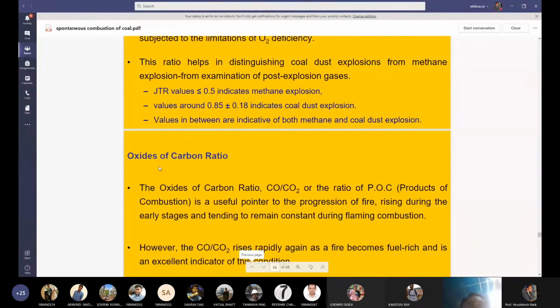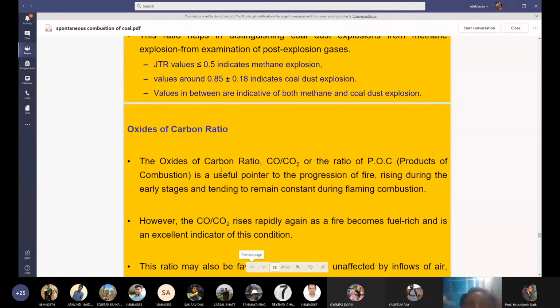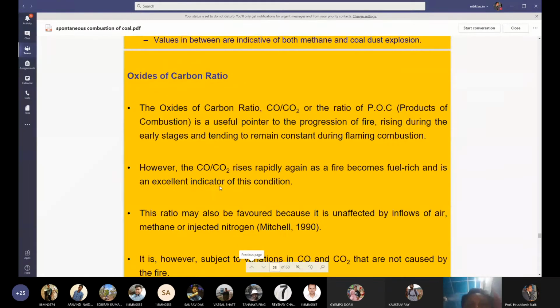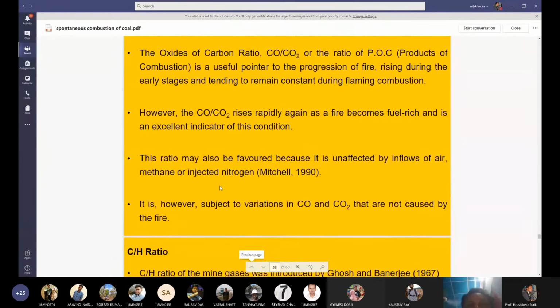Then another type of ratio is called the oxides of carbon ratio, like carbon monoxide divided by carbon dioxide, and the ratio of products of combustion. These are the different types of ratios we discussed in the last class.